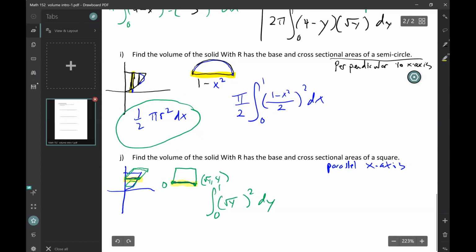So this is just going to be the square root of y. Look at that, square root of y squared. So this is a really simple integral. That'd just be from 0 to 1 of y dy. Can't get any easier than that. All right, so hopefully that gives you a good idea of all the methods now.